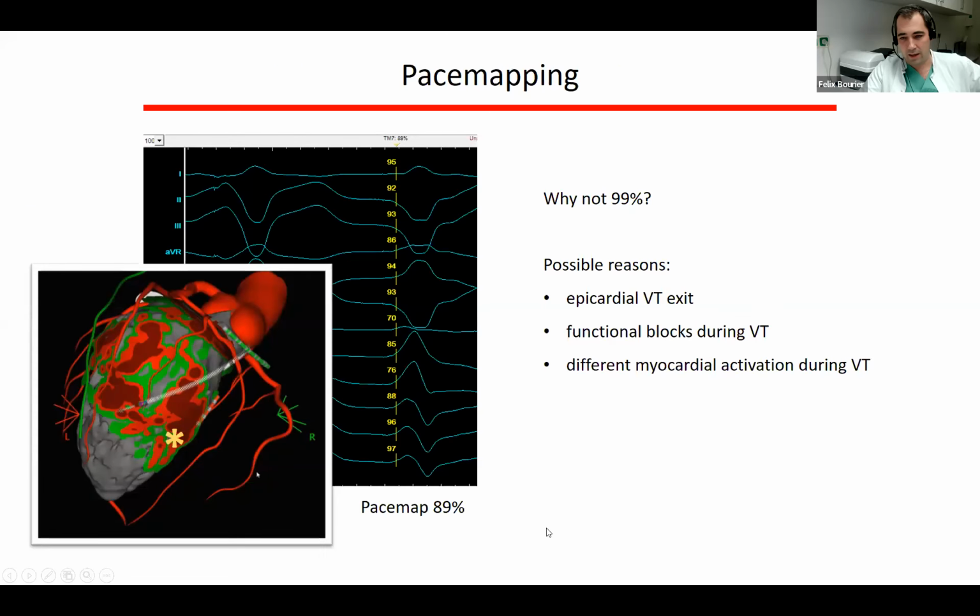So I think the next step, what most of us would probably do, is pace mapping. And here you see that in the endocardial pace map at this site, marked with the star, the best endocardial pace map was 89%. Why not higher? Possible reasons: maybe epicardial exit of the VT sequence, maybe some functional block during VT. When I was pacing a bit faster at this level, we increased the match, but maybe only to 92, 93%. And maybe during the sustained VT, we have a different myocardial activation pattern. And I think we all would agree that 89% is actually not a good pace map.